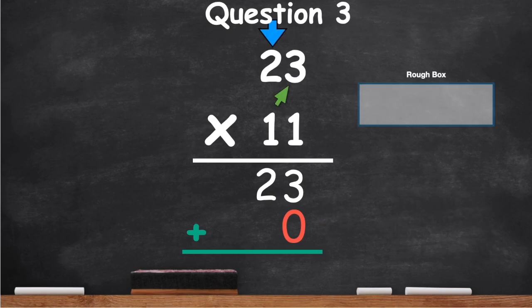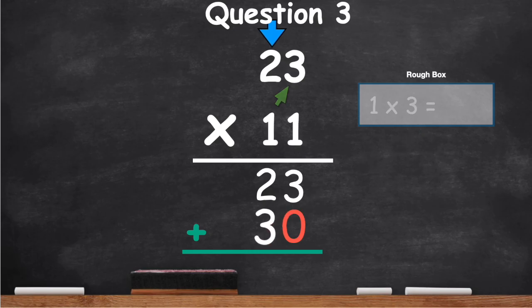So we're going to do 1 times 3 first. So in the rough box, we're going to write 1 times 3. 1 times 3 equals 3. So now we're going to bring 3 down to the answer section beside that 0 in the tens column.